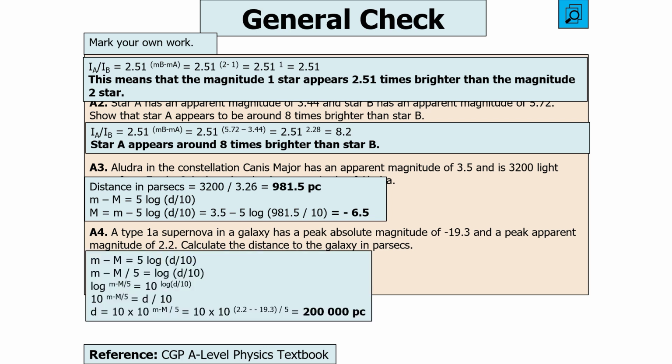Then the next one, again, we're using the same equation again, but this time we're having to make d the subject. So how you can do that is remember to make log to the power one of the subjects, and then you can get rid of that log to the power by doing 10 to the power. So it would work through like so. So we get rid of that log value. So you can work through d is equal to 10 times by 10 to the power of (m minus M) over 5, pop in all the values, and we get to 200,000 parsecs.